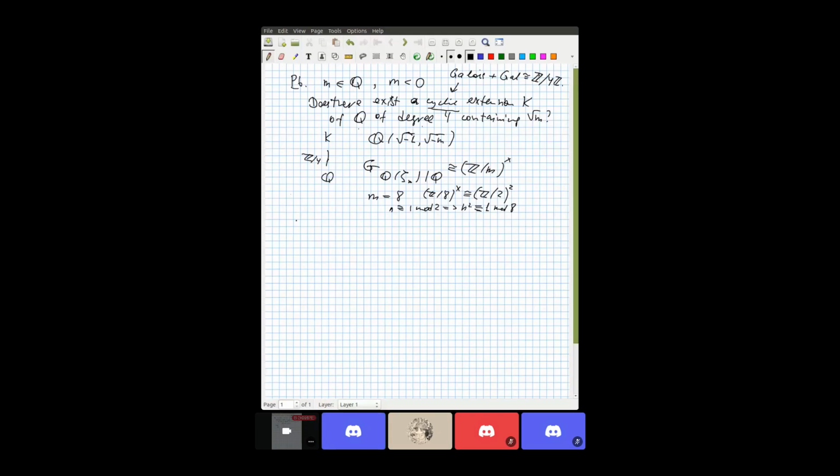Wait, you see the problem. So once again, the problem is that to find a cyclic extension of the rationals containing square root of m means that we want to have a tower of extensions like this.